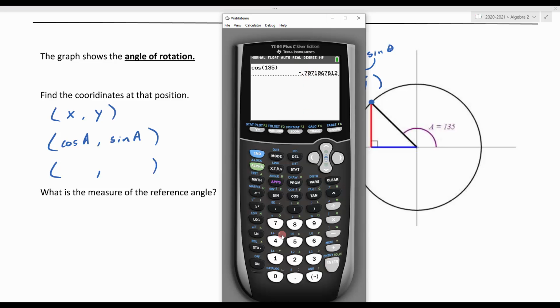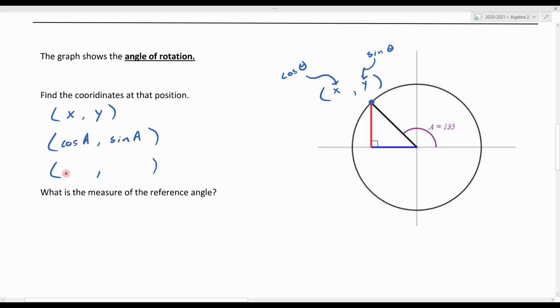And there's our x-coordinate, and then I'm going to do the sine of 135 degrees, because that would find my y value, and there's my y value. Okay. So I'm going to go ahead and write those numbers down. So we got negative 0.707, right, because our horizontal distance here is off to the left. And when we did the sine, we got 0.707, and that was positive because our vertical distance went up.